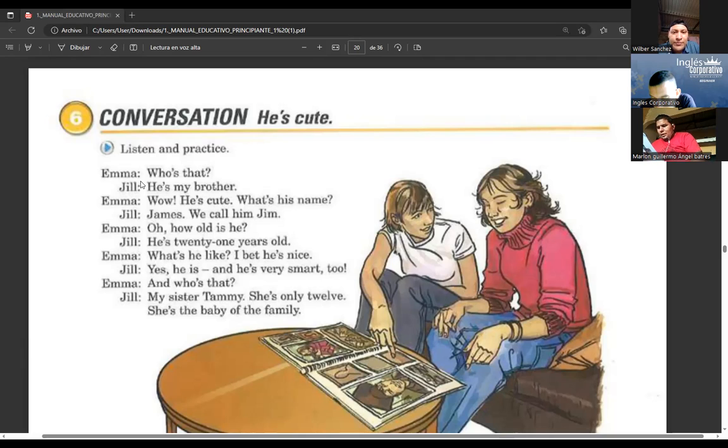What's that? He's my brother. Whoa, he's good. What's his name? James. We call him Jim. Oh, whoa, how old is he? He's 21 years old. What who like? I bet he's nice. Yes, he is. And he's very smart. Too? And who's that? My sister Tammy. She's only 20. She's the base of family.